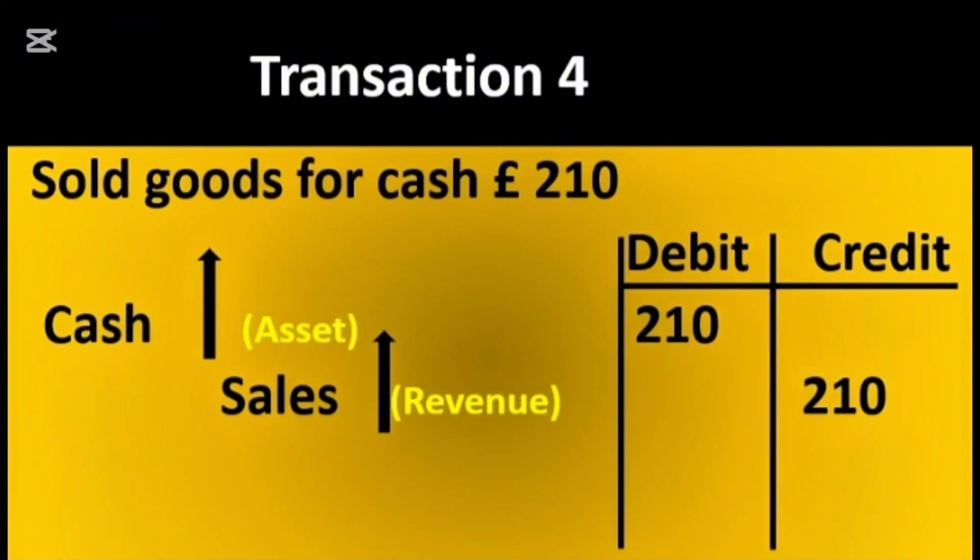Have a look at this transaction. Sold goods for cash, £210. Two entries are required. What is increasing? Cash. Cash is an asset, it is increasing, it should go on to the debit side, whereas sales is the income, or you can say revenue. Sales too is increasing, right? So when the sales increases, the revenue increases, or you can say income increases, it should go on to the credit side.